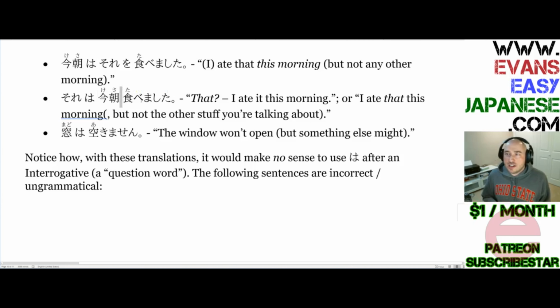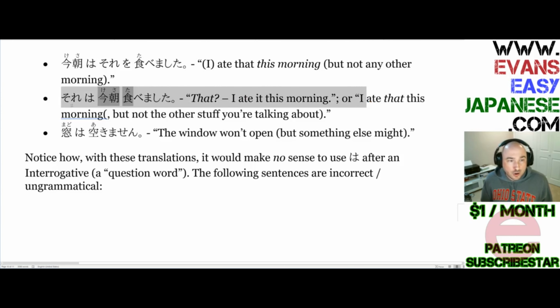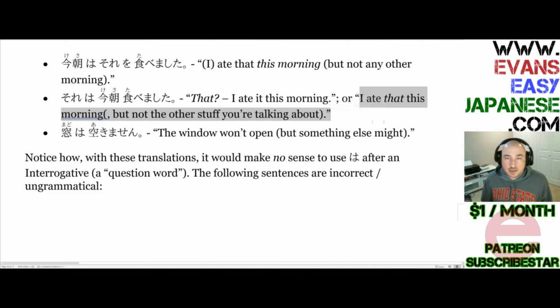Unless you're like Krogdor, the destroyer of mornings, you can't really do anything like that to kesa. So, sore wa kesa tabemashita. Notice, again, the subject isn't mentioned. It's not like that thing over there ate something. We're saying that thing is what I ate, and I ate it this morning. So it's like, oh, I ate it this morning. Or I ate that this morning, but not the other stuff you might be talking about.